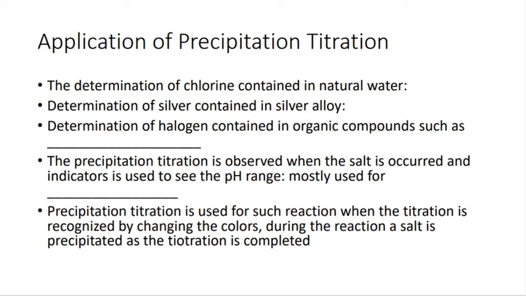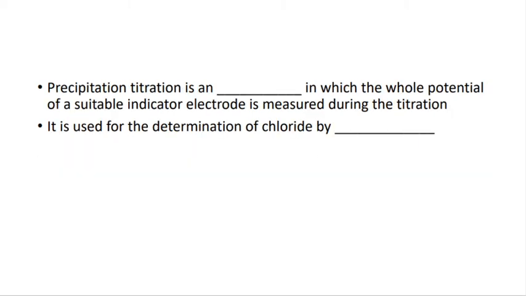So, the precipitation titration, okay, is observed when the salt is occurred and indicators is used to see the pH range. So, most used for neutralization titration po ito. Yung number 4 na application of precipitation titration. So, precipitation titration is used for such reaction when the titration is recognized by changing the colors, okay, during the reaction. A salt is precipitated as the titration is completed. So, ganun po yung application. So, meron pa tayong last two.